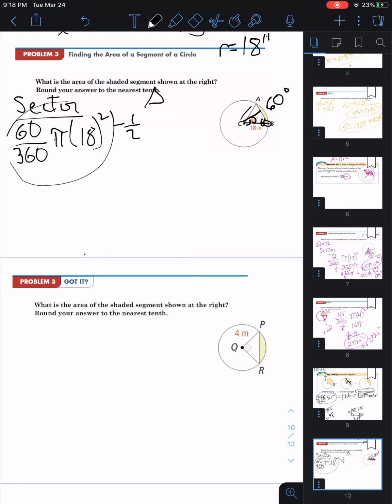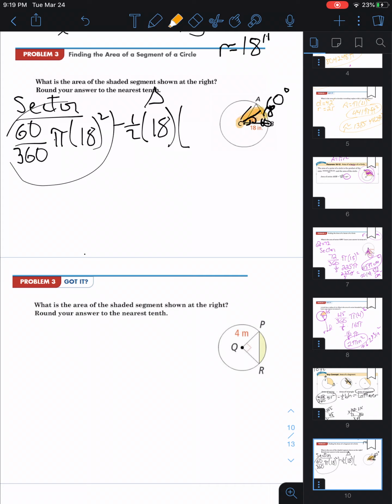Now, if they're all the same, equilateral, then all the sides are the same. My base is going to be 18 down here, as AB is that length of AB, not the measure of the arc, but the length of the segment across is 18 as well. Now we got to find this height. The height is a little different. That's this guy right here.